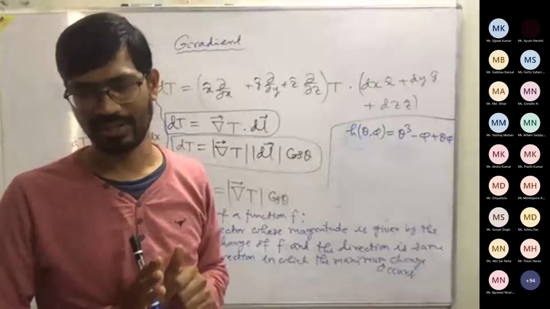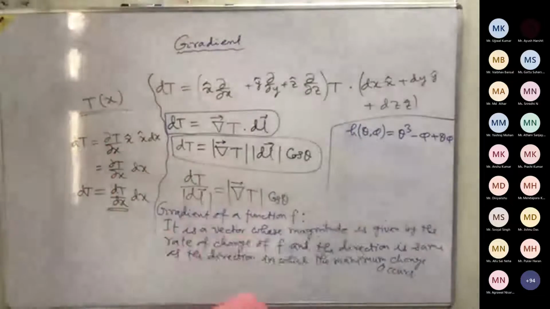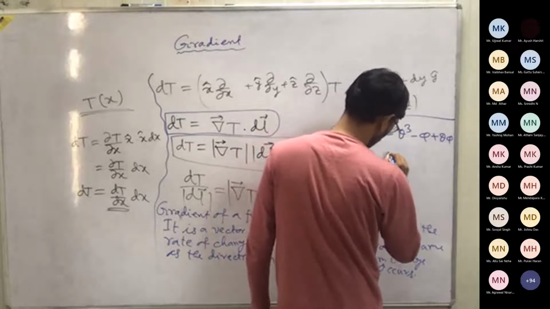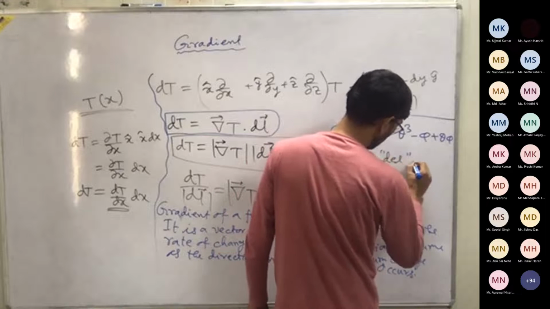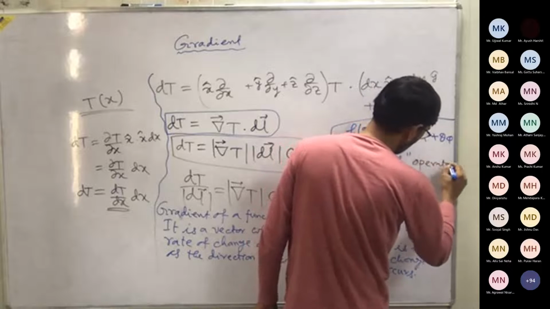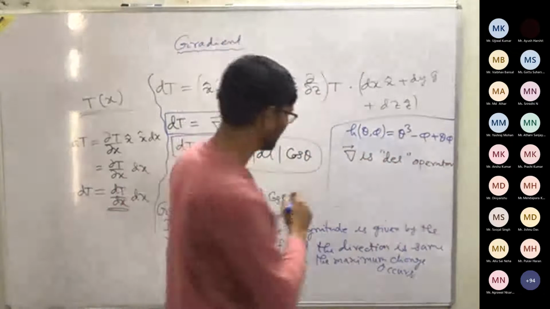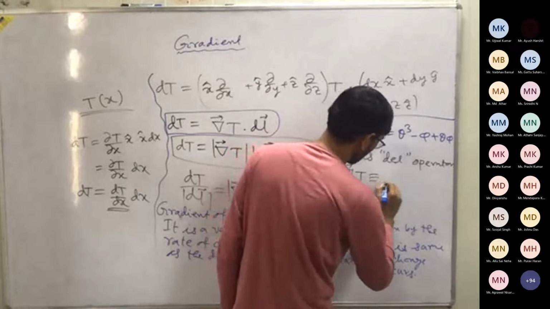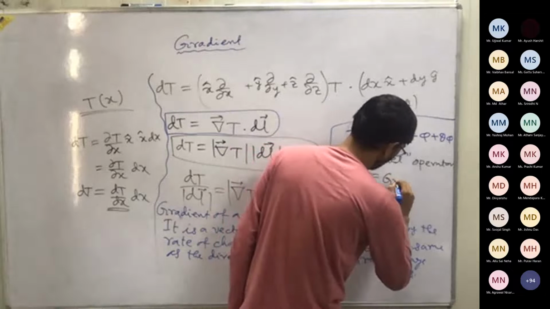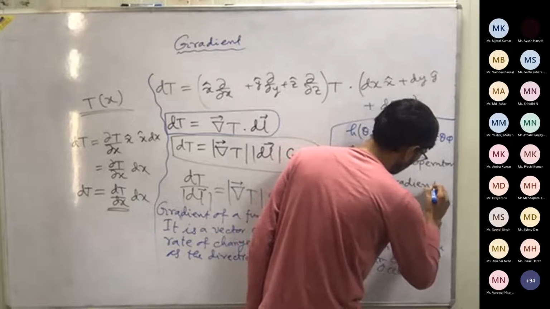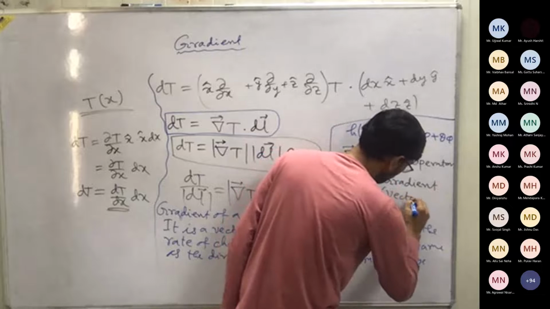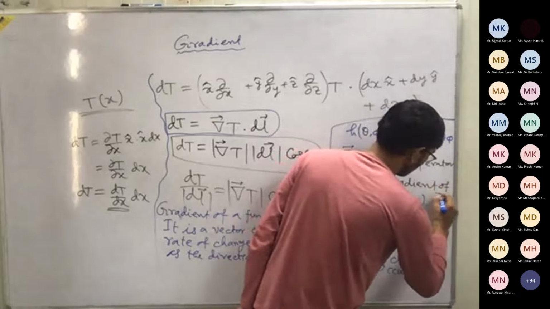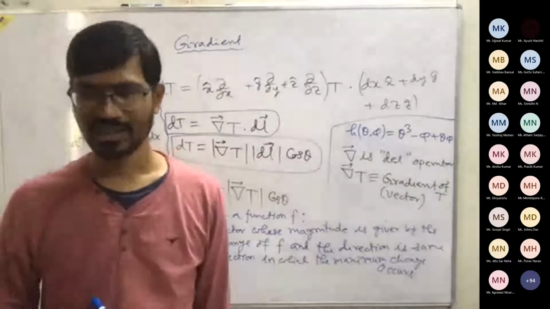Del is the so-called del operator. It is a vector operator again. Now grad T is the gradient. It is a vector. Gradient of T. It is better to call it the gradient of a function T.